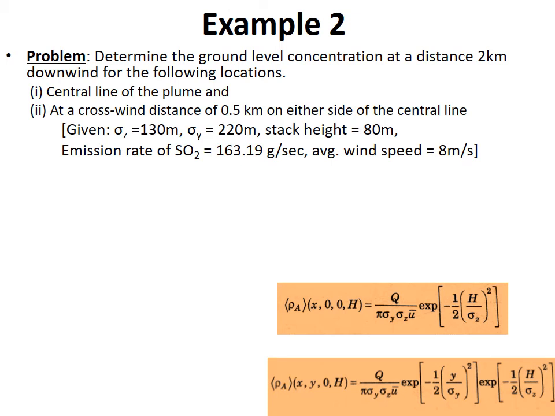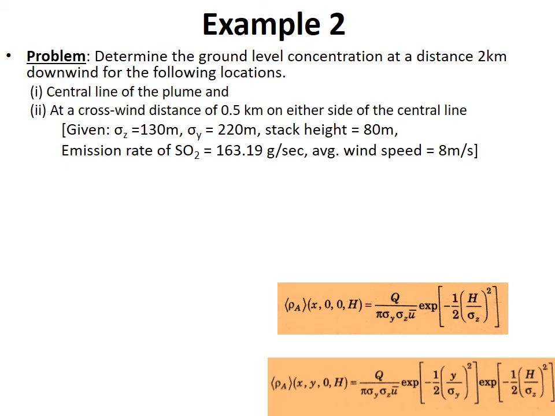Second example, the problem is to determine the ground level concentration at a distance 2 km downwind for the following location. 1. Center line of the plume, and 2. At a crosswind distance of 0.5 km on either side of the center line. Given sigma z equal to 130 meters, sigma y equal to 220 meters, stack height is equal to 80 meters, emission rate of SO2 is equal to 163.19 gram per second, and average wind speed equal to 8 meter per second.